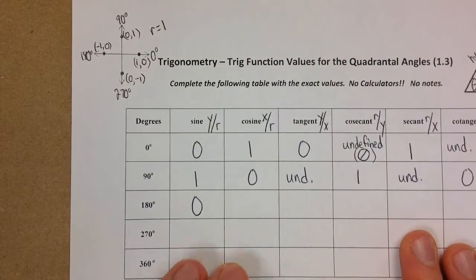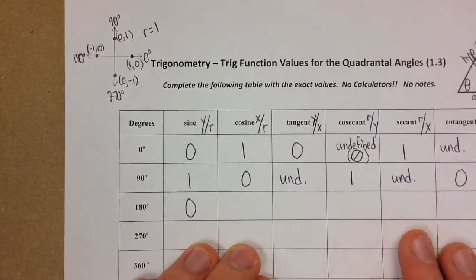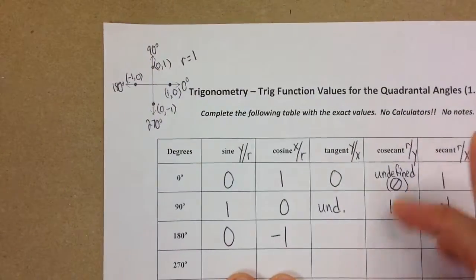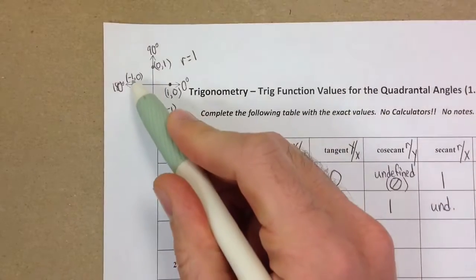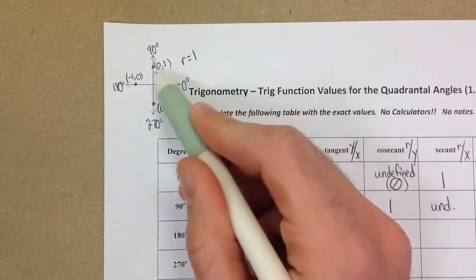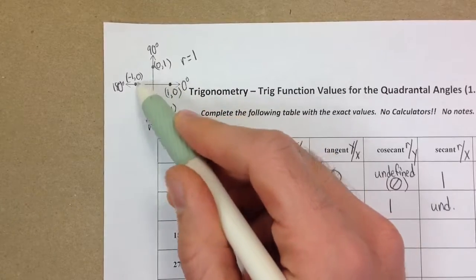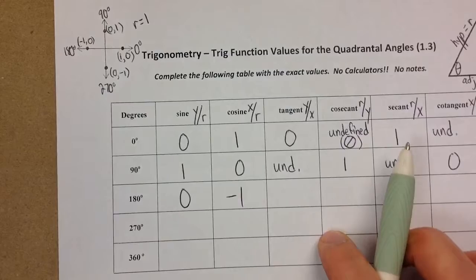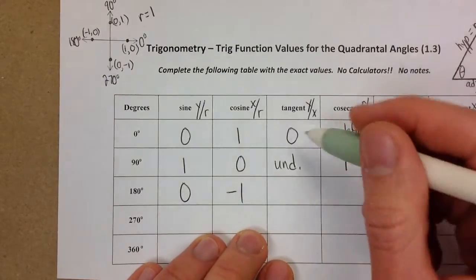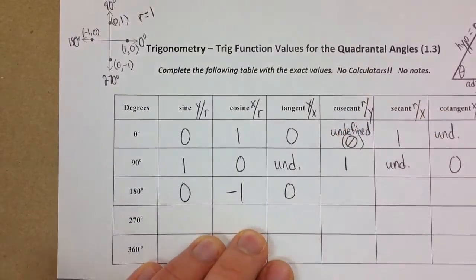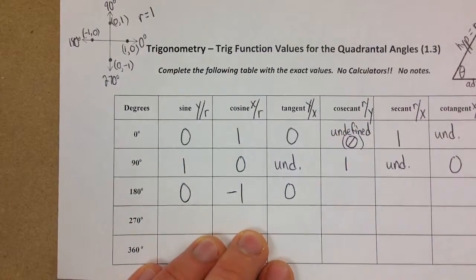Next, random person. Julia, cosine 180. -1. Good. Hopefully you're getting this. X over r, the x coordinate is -1. R is always going to be 1 using this set of points. So -1 divided by 1 is -1. Celine, tangent of 180. 0. Good.